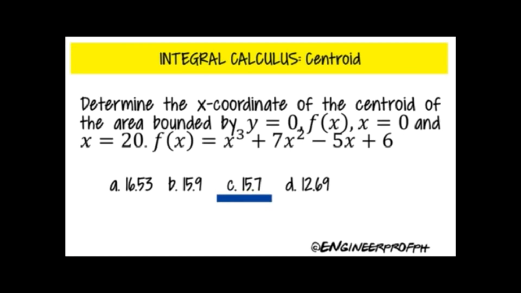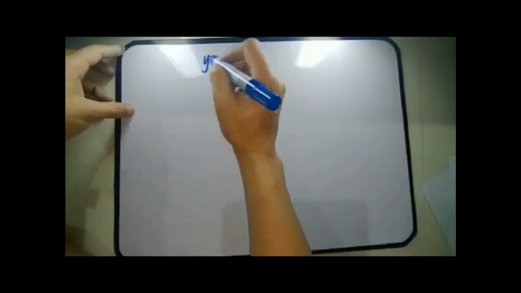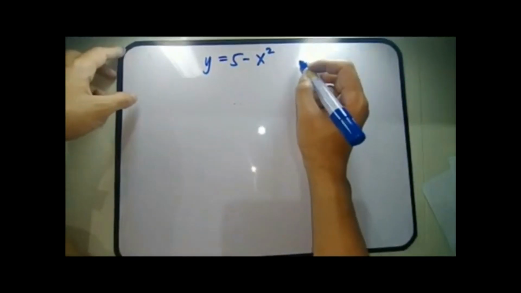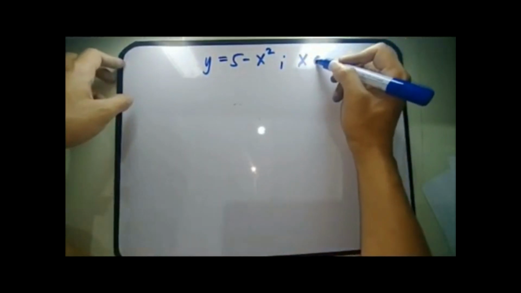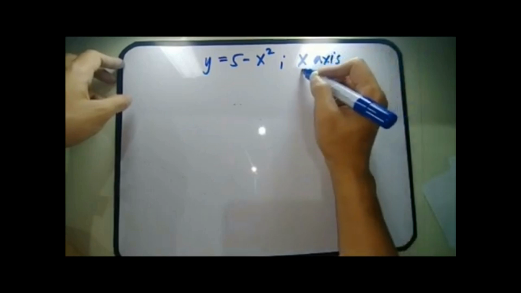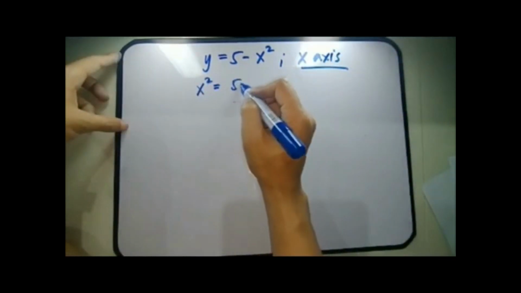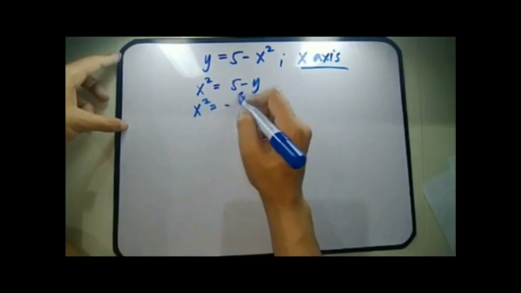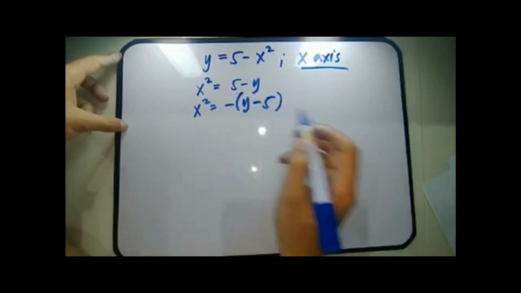So we have here our next sample problem. So you have this equation or curve function of x, y is equal to 5 minus x squared. We have here x-axis. So we need to find the centroid of this figure bounded by these two curves. So x squared is equal to 5 minus y. So yung form niya is, i-simplify natin, ilabas natin yung negative. So magiging siyang negative times the quantity y minus 5.